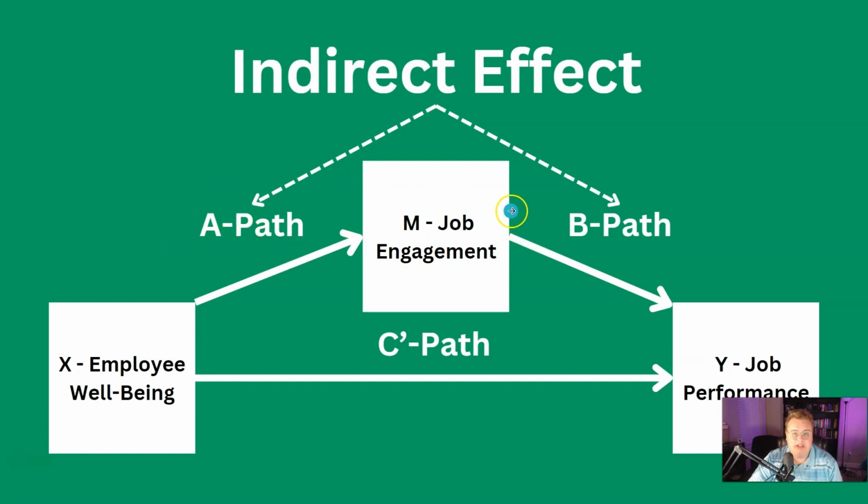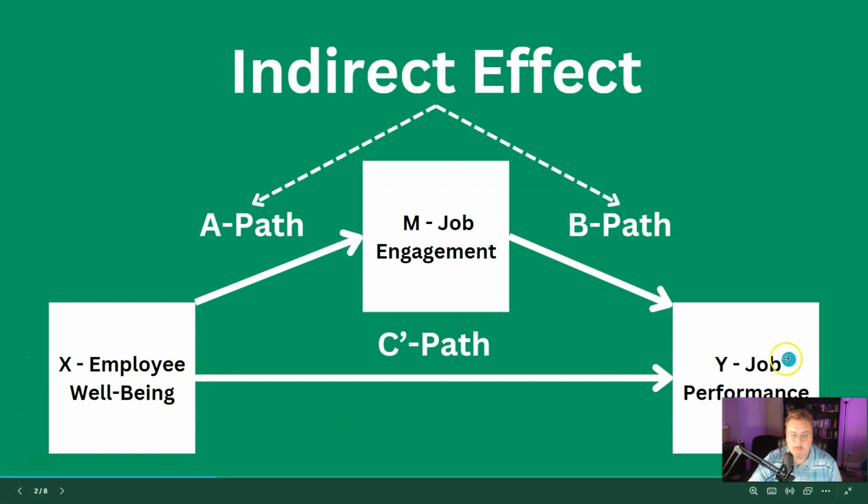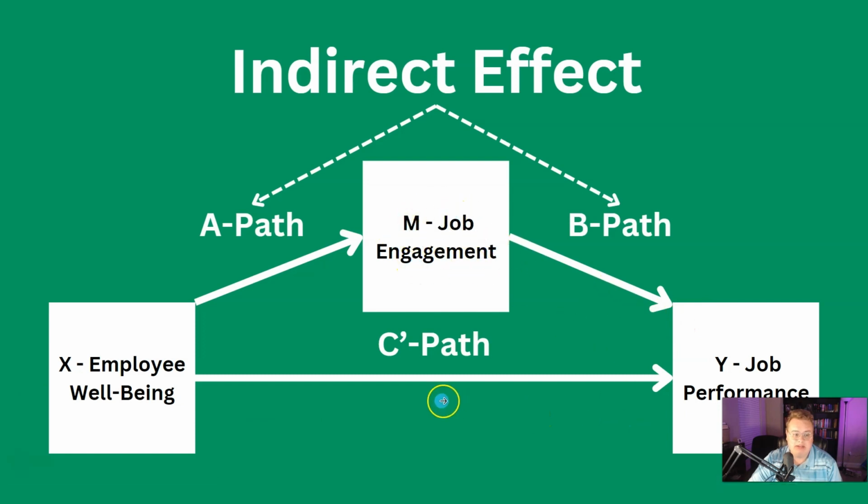And then we have the relationship from the mediating variable to the dependent variable, job engagement to job performance, and this is called the B path. And additionally, we have the relationship between our X and Y variable while also testing for this mediating variable, and that is called our C prime path.